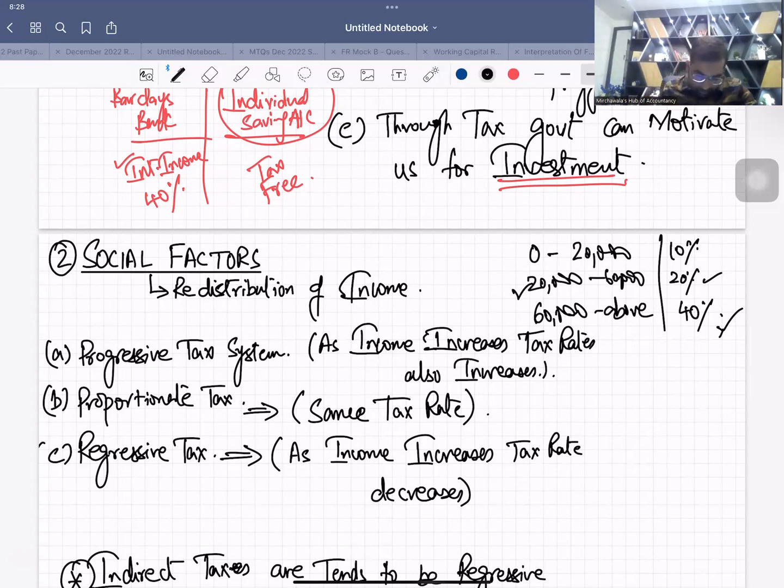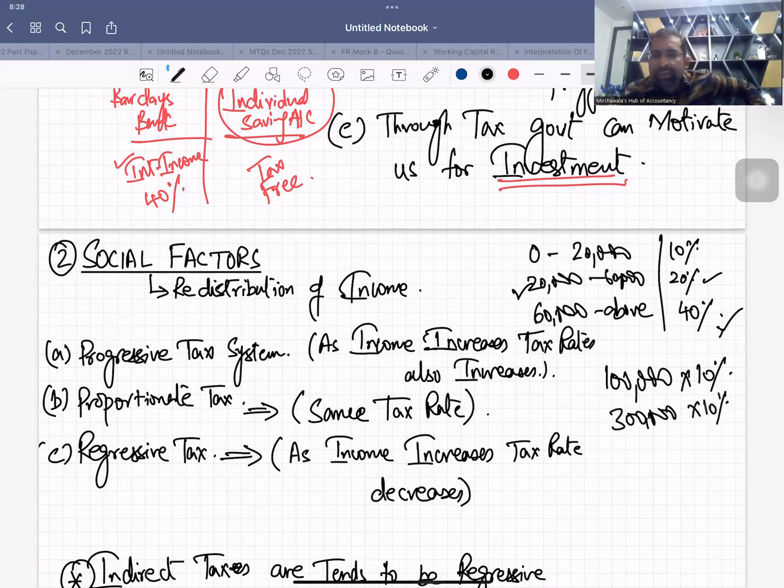Okay. Now, the second is the proportionate tax system. Proportionate tax system means same tax rate, not same tax. For example, if you are earning 100,000, let us say there is a fixed tax rate of 10%. So 100,000 times 10%, you have to pay 10,000. But if you are earning 300,000, again you have to pay the fixed tax rate of 10%. 300,000 times 10% is 30,000. So the tax rate remains same. The amount of tax may change, but the tax rate remains same.